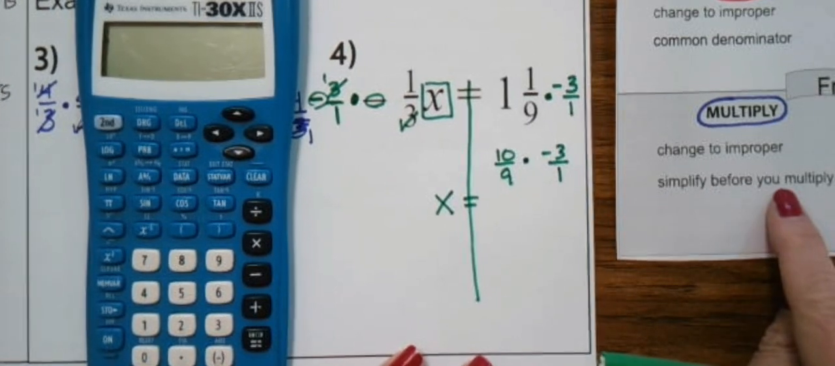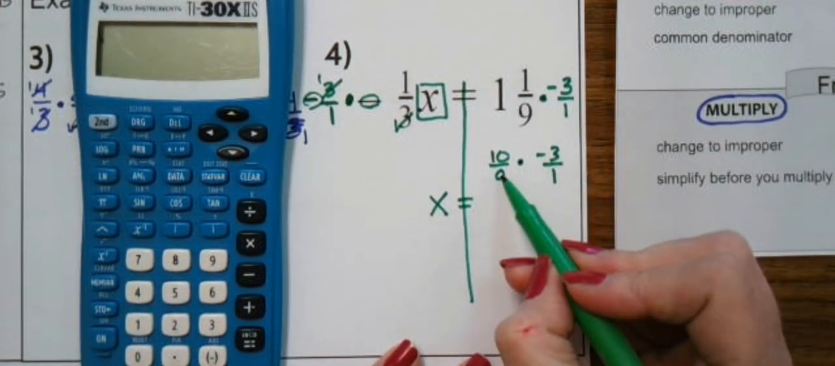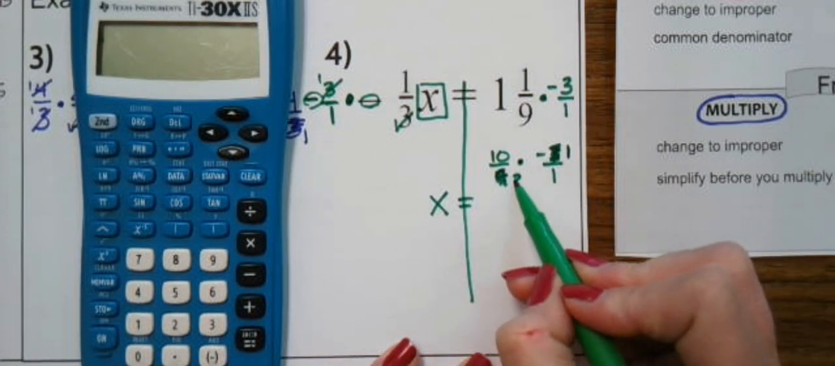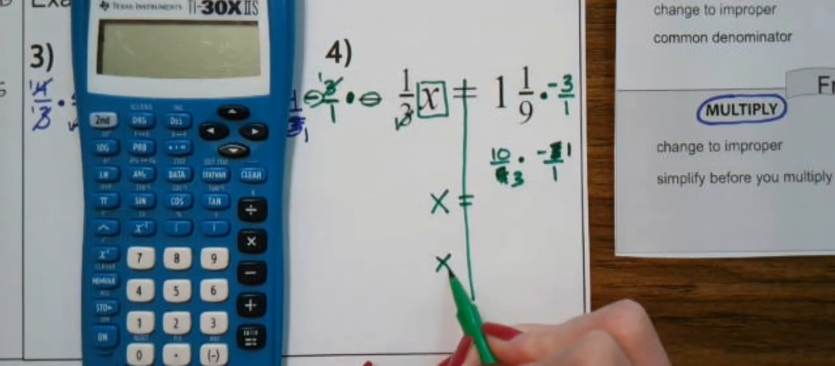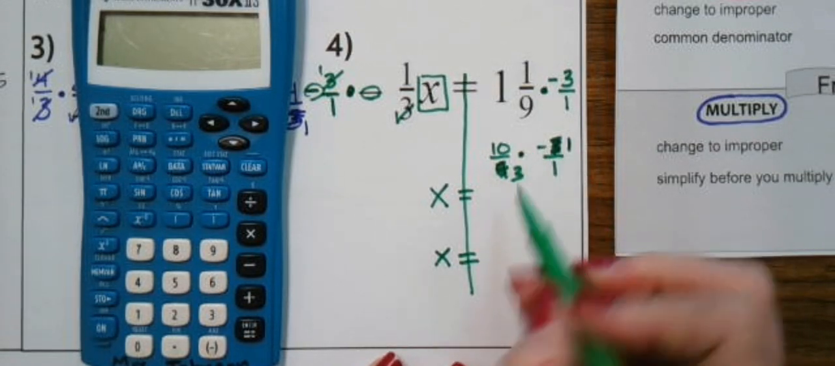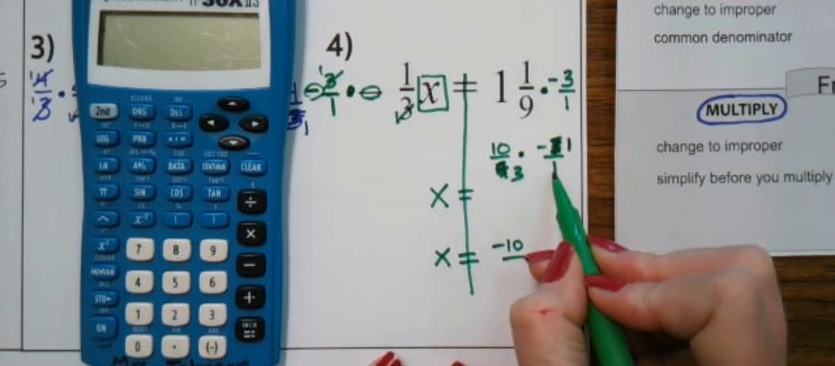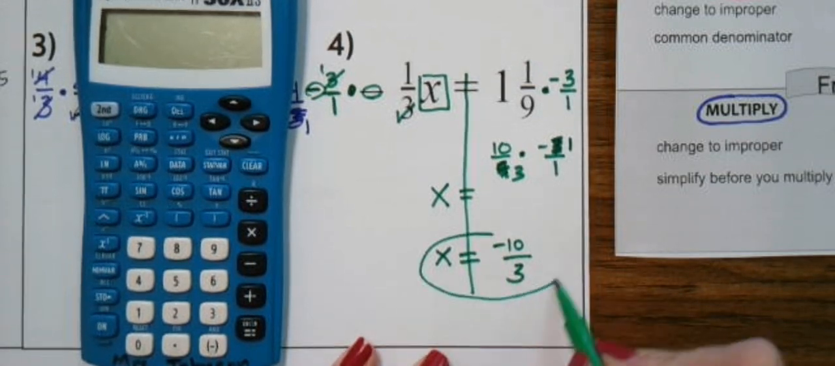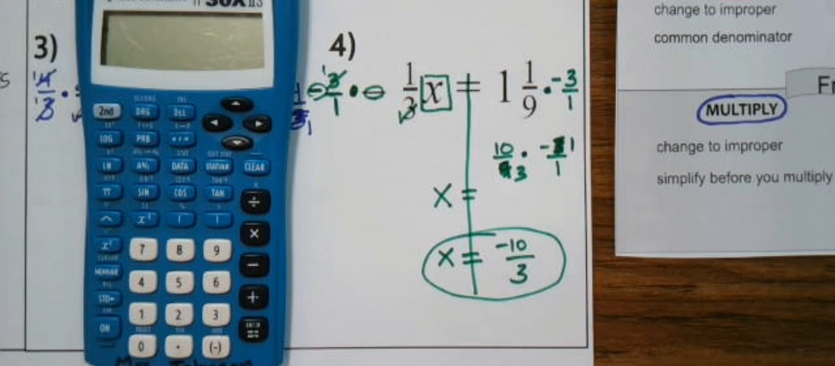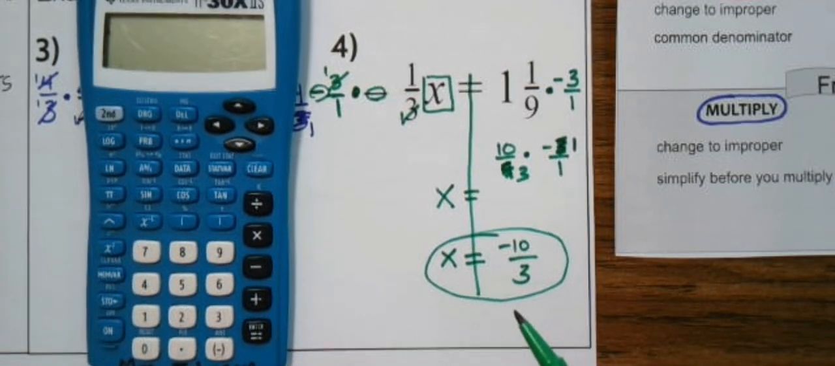Okay, then simplify before I multiply. A 3 and a 9 are both divisible by 3. Divide by 3, I get 1. Divide by 3, I get 3. Now let's multiply straight across. I'm going to bring down x equals, so we have a little bit more room. 10 times negative 1 in the numerator is negative 10. And 3 times 1 in the denominator is 3. And I get the answer of negative 10/3. So there is my answer for my mystery x, negative 10/3.